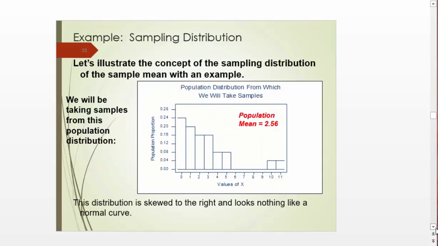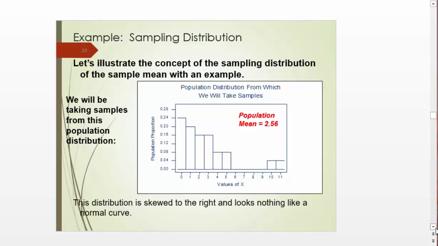So let's look at an example when we don't have a population that's normal. So what would happen then? Well, we know that all sampling distribution means will be the mean of the population, and the standard errors will be sigma divided by the square root of n. But what about the shape? How would we be able to find probabilities?